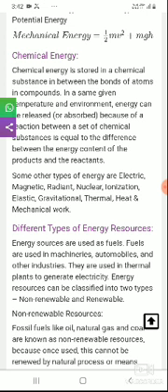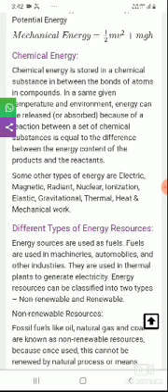So the difference between types of energy, different types of energy resources. Energy resources are used as fuels. Fuels are used in machines, automobiles and other industries. They are used in thermal plants to generate electricity. Energy resources can be classified into two types: non-renewable and renewable.